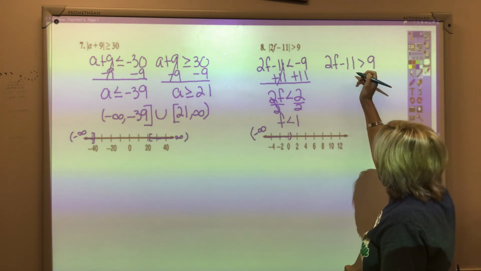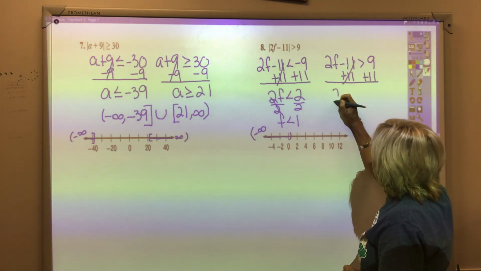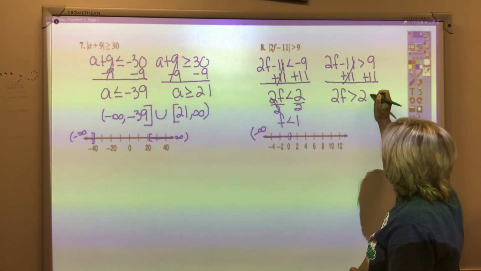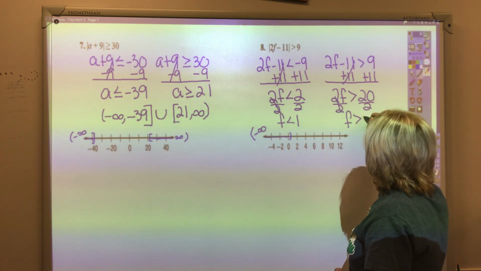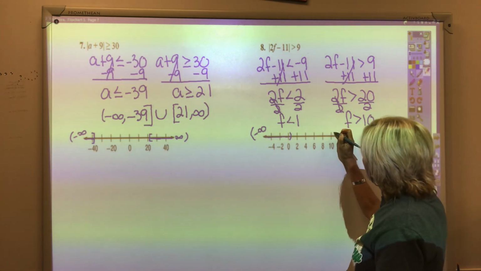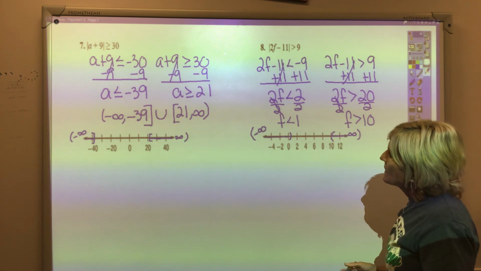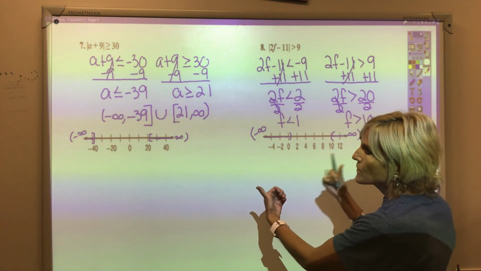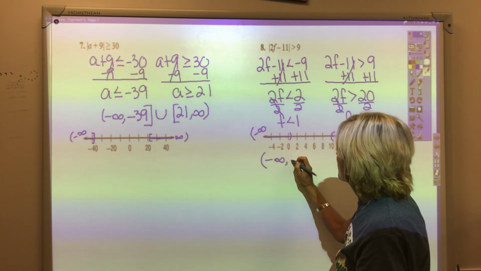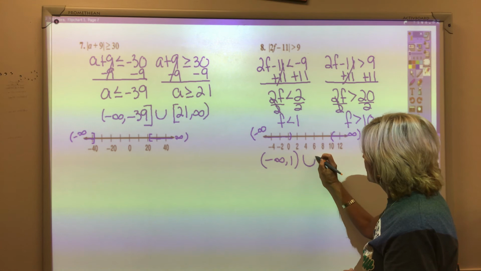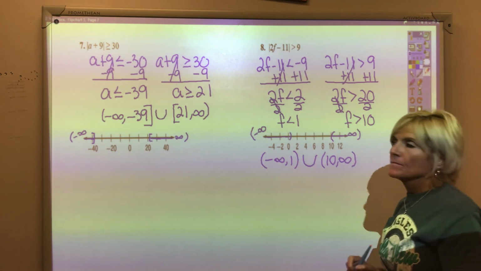On the second one, add 11. 2f is greater than 20. Divide by 2. F is greater than 10. Greater than 10 means I start at 10 with a parenthesis, shade towards positive infinity, parenthesis, and then I fill in my interval notation, so I'm going one way or the other. This is a U. So we have parenthesis, negative infinity, comma, 1, parenthesis, U, parenthesis, 10, comma, infinity, parenthesis.